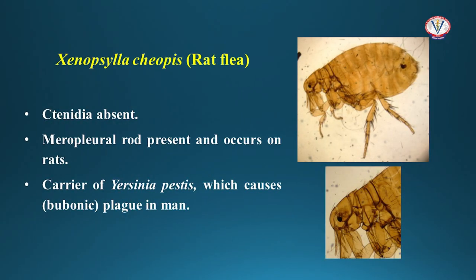Xenopsylla cheopis or the rat flea. Ctenidia is absent. Meropleural rods are present and they generally occur on the rats. They are also the carrier of Yersinia pestis, which causes bubonic plague in man.